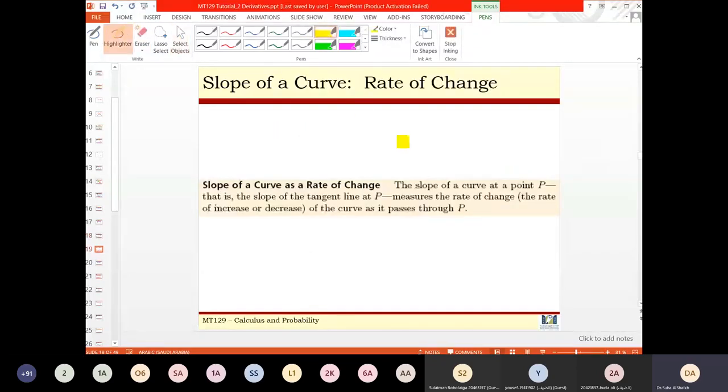So the definition here states that the slope of a curve at a point P, that is the slope of the tangent line at the point P, measures the rate of change of increase or decrease of the curve as it passes through the P. الحين هذه المصطلحات لازم تعرفونها كويس. عندنا كلمة slope of a tangent line.